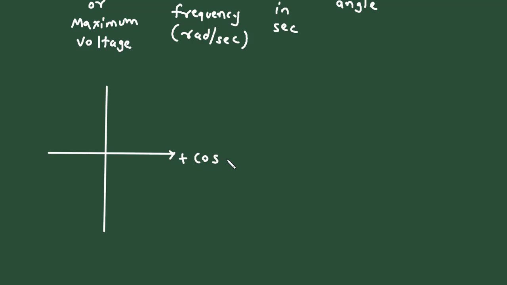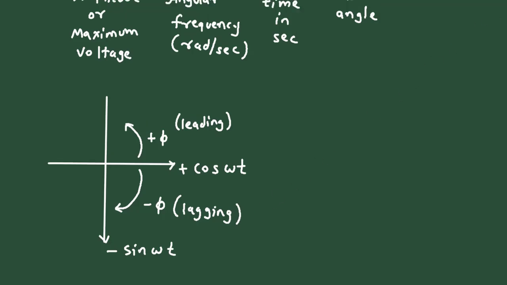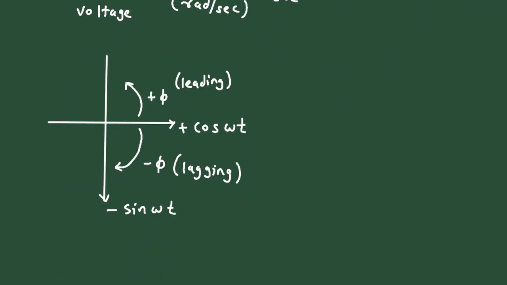It is positive cos omega t, and this is negative sin omega t. And this direction is the leading direction, it is plus phi, and this direction is the lagging direction, it is minus phi. Here we can write, this is leading and this is lagging. Now, let's understand this by an example.